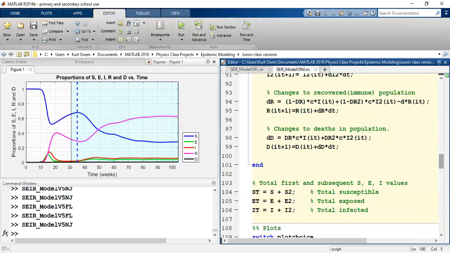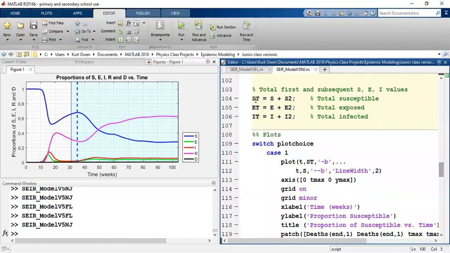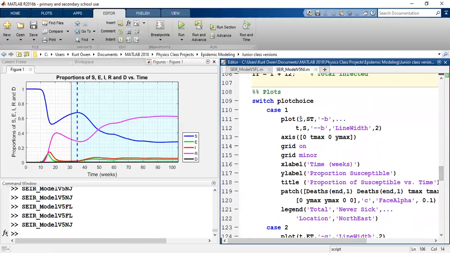Right? Then there's a little bit of code down here. For graphing purposes, I want to know what the total susceptible population is, which is a combination of the original S's and the second pool of S's, the total exposed population, and the total infected population. So I have those things in there. And then I made a couple of changes in the plot. When I'm plotting the susceptible population, I have 1 line for the total susceptible population and another line that only shows the people who are susceptible who have never been sick.